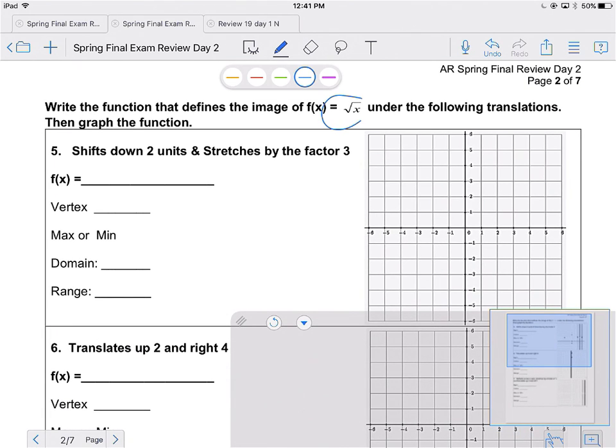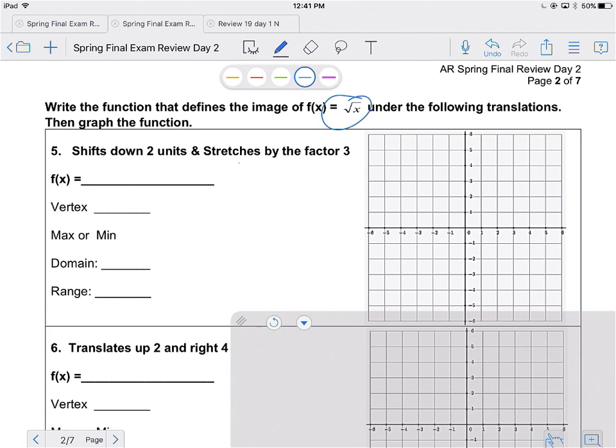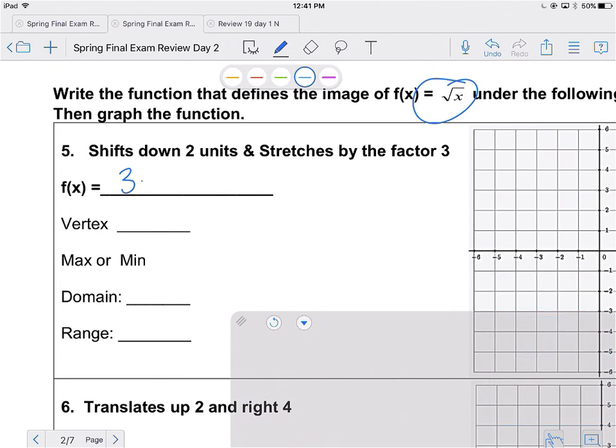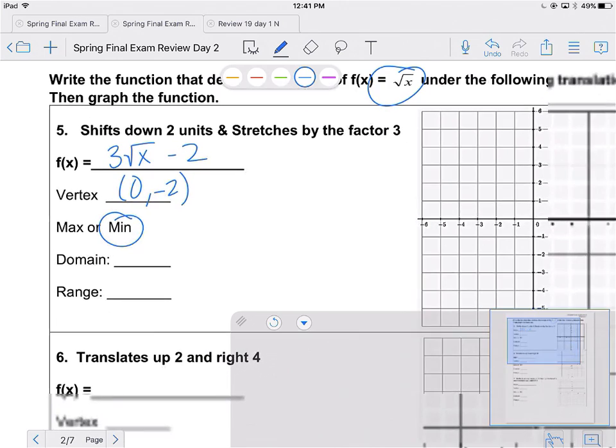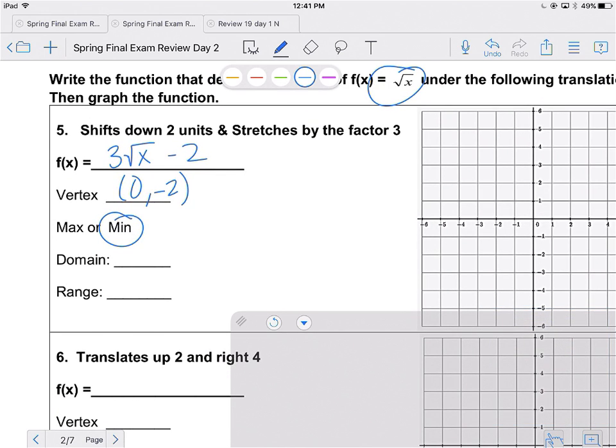All right, so still using square roots, complete the following transformations. It's going to stretch by 3 and go down 2, meaning there's no left or right, so nothing under the square root. Make sure you're very careful about how you write these, because if you write it too far and then you go down 2, that's technically a right. So make sure you're really watching. So my vertex, we're not going anywhere left or right, going down 2. This is going to have a minimum because there's no negative in front to make it a maximum. Domain is greater, and range will also be greater because we have a minimum.